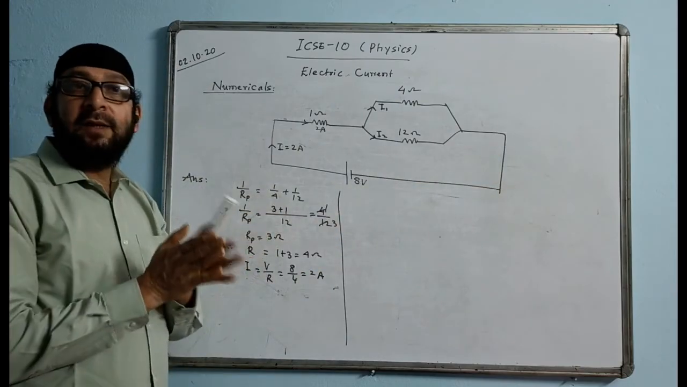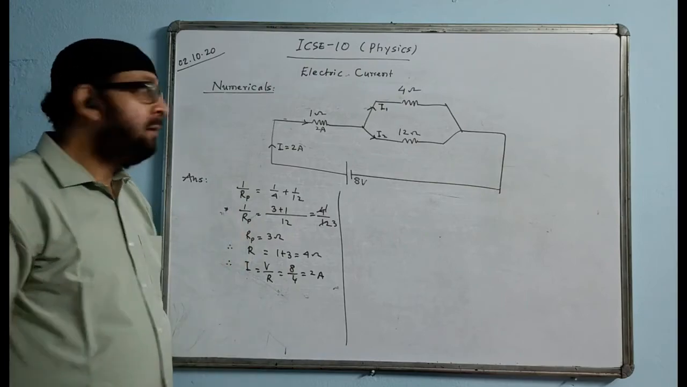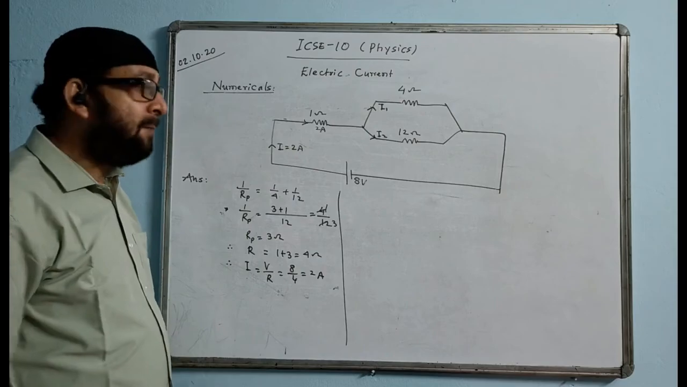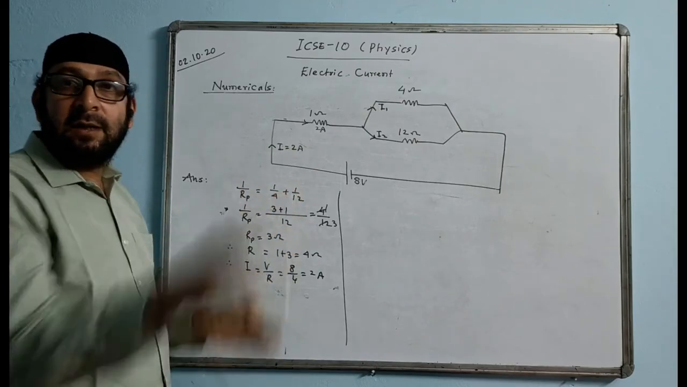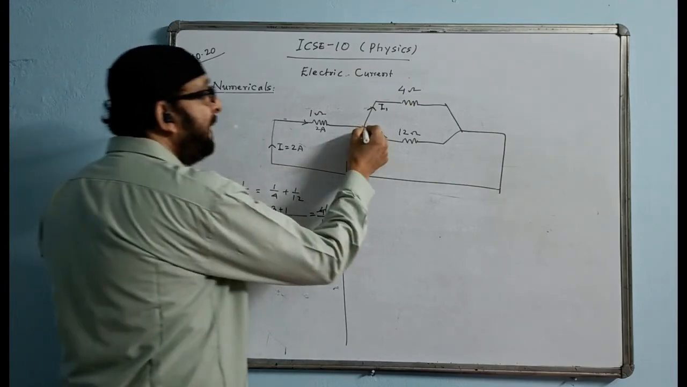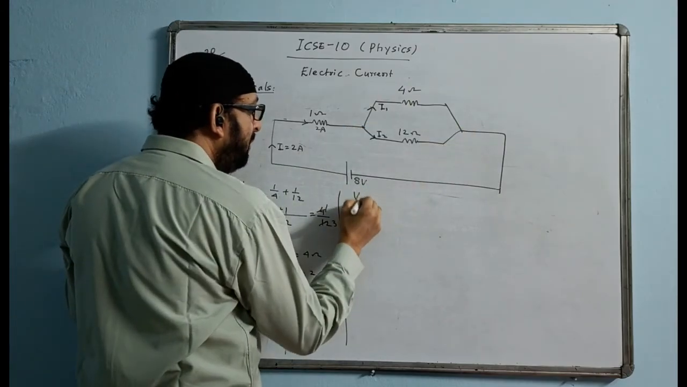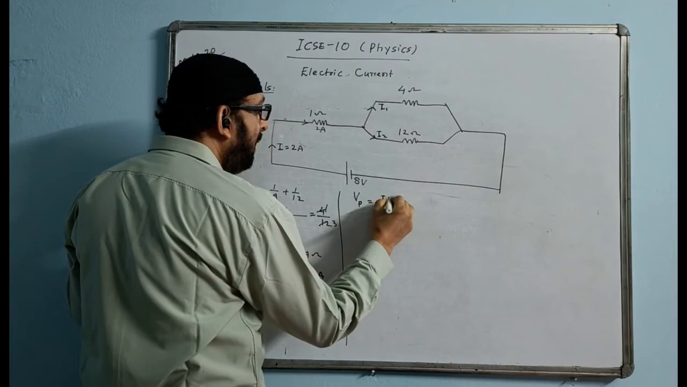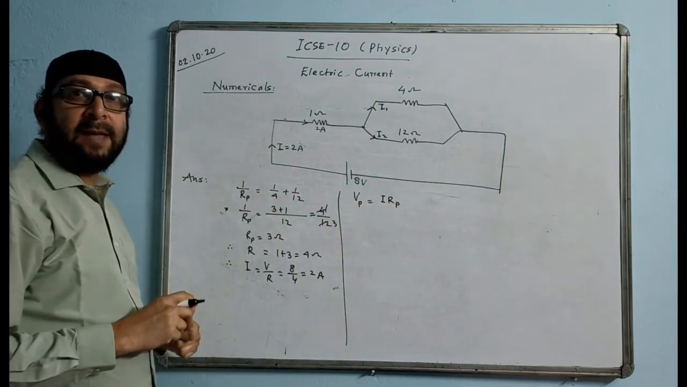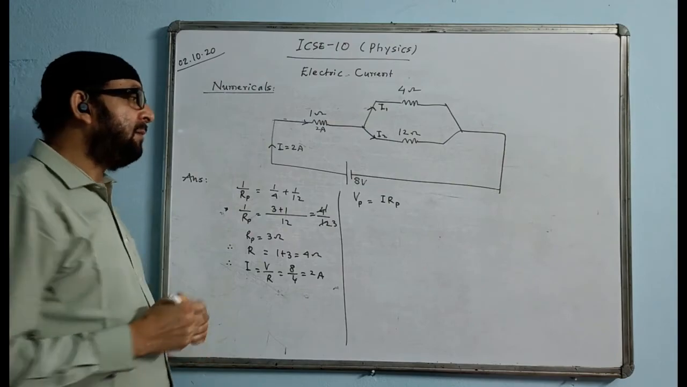How to divide current? We divide the current only in parallel. In parallel only the current gets divided. In series the current remains the same throughout. We will be finding the voltage of the parallel part, Vp. We can do this: Vp is equal to I Rp. We do this in order to divide the current. Voltage in parallel remains the same.